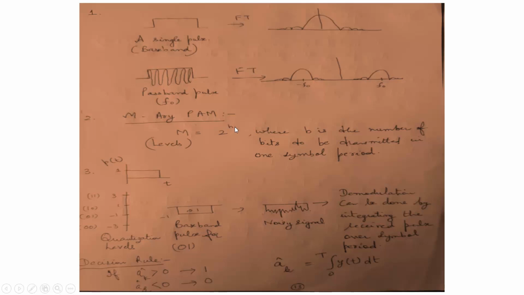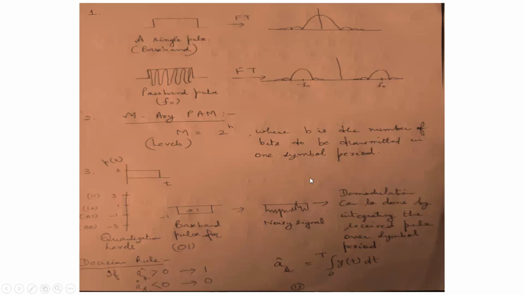And how many bits are there? Two bits. In the example, if we take two bits to travel within one symbol period, that means four levels will be there and two bits will be there. So what is the relationship? 2 raised to the power b will be equal to M. So representing this number of levels, we will say that it is M-ary PAM, where b is the number of bits to be transmitted in one symbol period.